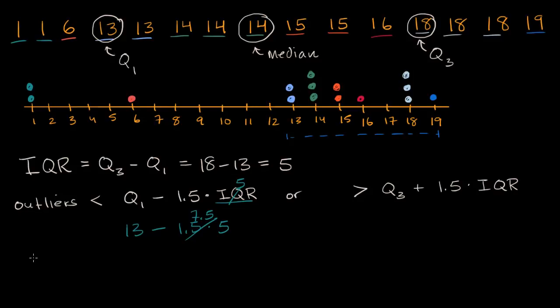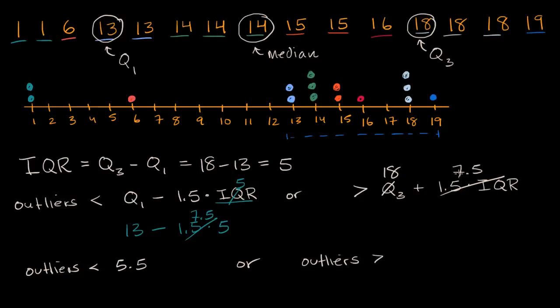So we have outliers would be less than 5.5, or Q3 is 18. This is once again 7.5. 18 plus 7.5 is 25.5, or outliers greater than 25.5. So based on this, we have a kind of a numerical definition for what's an outlier.